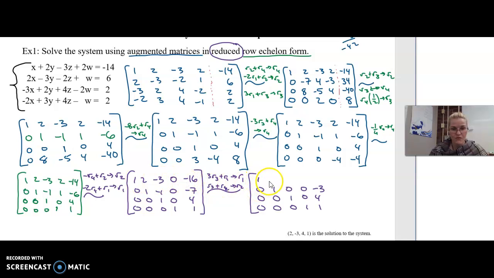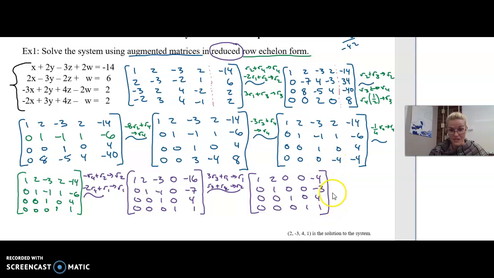And here I'm going to have 1, 2, and then when I multiply this by 3 and add up, 3 plus negative 3 is 0. 3 times 0 is 0, plus 0 is still 0. And 3 times 4 is 12. Negative 16 and positive 12 is going to be a negative 4.